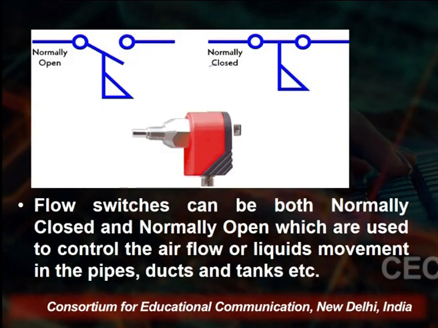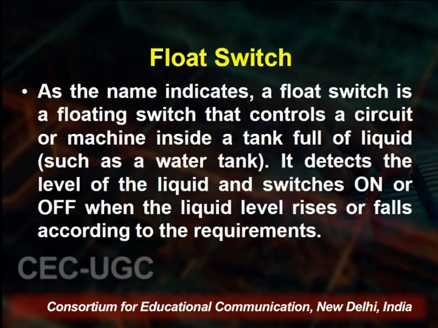The flow switches can be both normally closed and normally open, which are used to control the air flow or the liquid movement in pipe ducts and trunks and so on. You see here that it is connected through the normally open and connected to the pole and throws. That type of switches is used for the flow of liquids or air.